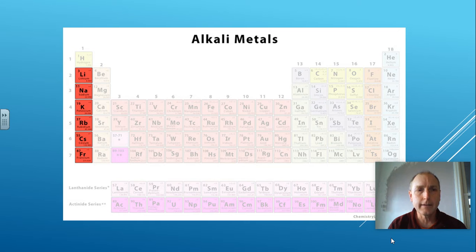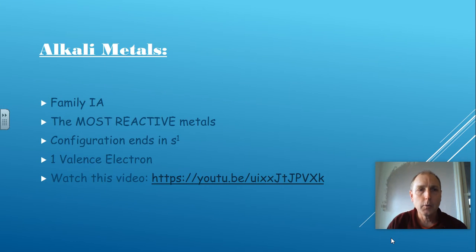Start with alkali metals. They're over there in family 1A, except for hydrogen, which is a nonmetal. But starting with lithium, going down through francium. We know these are in family 1A on the periodic table, and they are the most reactive metals that you'll find on the periodic table. When we look at the electron configurations, they all end in something with an S1, which means they all have one valence electron, 1A, one valence electron.